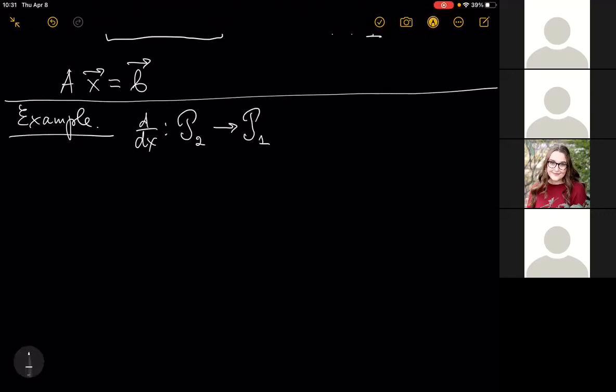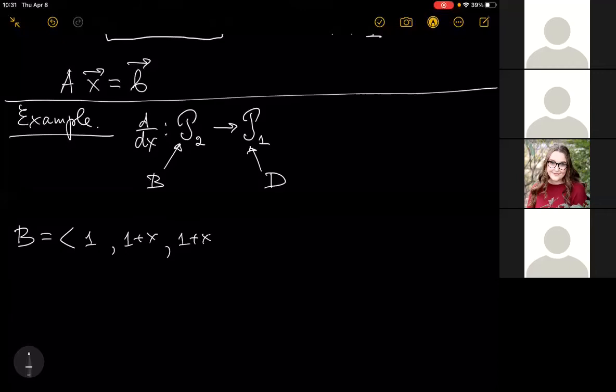And for now, let me work with a little bit strange basis. So here, basis B, here, basis D. Okay, basis B will be the following: 1, 1 plus x, 1 plus x plus x squared. So D will be x plus 1, x minus 1. Okay.